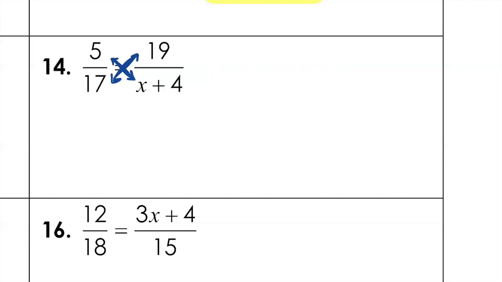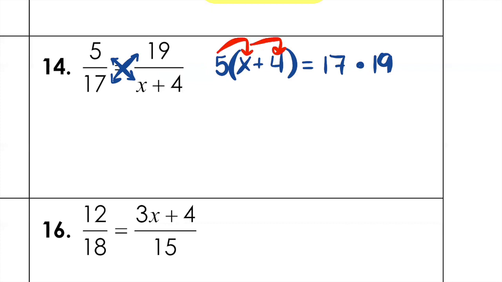When we cross multiply here, that's the reason I wanted you to get in the habit of writing out that cross product property. Because what happens is you try to go too fast and you forget that when this numerator, that 5, gets multiplied into that binomial, it's multiplied into both terms. So what is 5x plus 20 equals, what's 17 times 19? 323? That's a fun number.